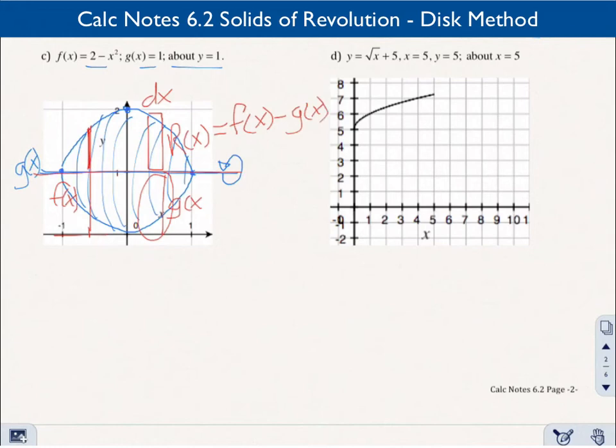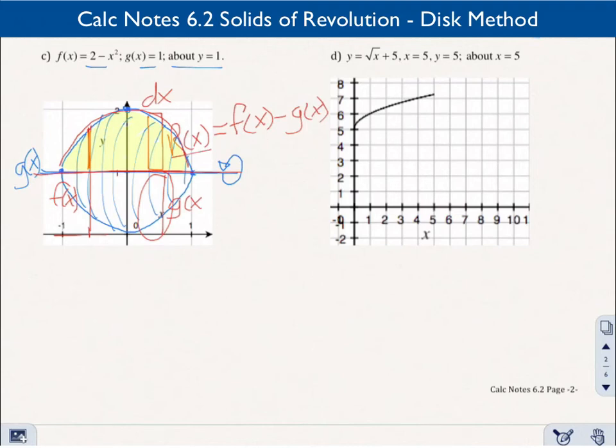Now I don't want you to feel like this is something completely new. What if we drew the region that we were rotating? Okay, so if we were trying to find the area of this region, we would have gone f of x minus g of x to get that area. So the same thing happens when we're trying to find that radius as well.